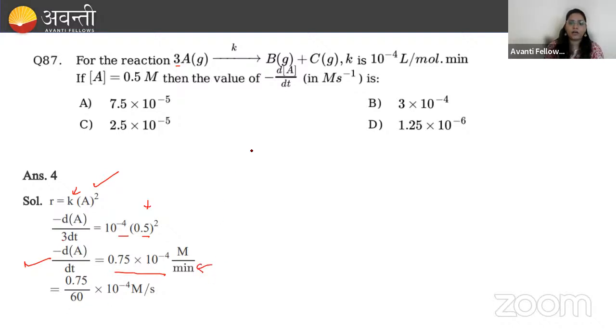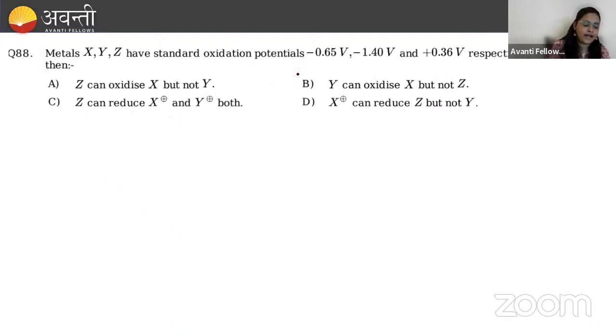This was per minute, but in what unit do we need the answer? It was per second, so I divided by 60. So I have divided the given equation by 60. Okay, 1 minute is equal to 60 seconds. So divide by 60 and you get your answer. Here the correct option is option D, 1.25 into 10⁻⁶. Solve it properly. Put all those values. Rate of a reaction will be equal to rate constant into concentration of the given reactant. Okay, next, metals X, Y, Z are given to us.